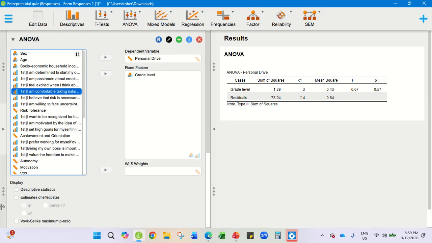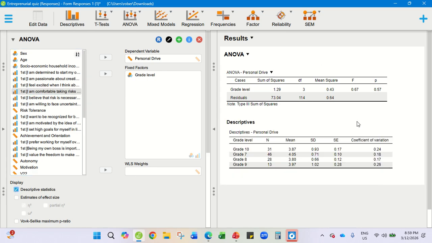Now, one of the features of ANOVA in JASP is that when you click here, the descriptive statistics, you can have the comparison of means, which is 3.87. If you just look at the means for grade 7, grade 8, grade 9, grade 10, you could assume that grade 7 has a higher personal drive. However, in this sense, the means are actually statistically the same.